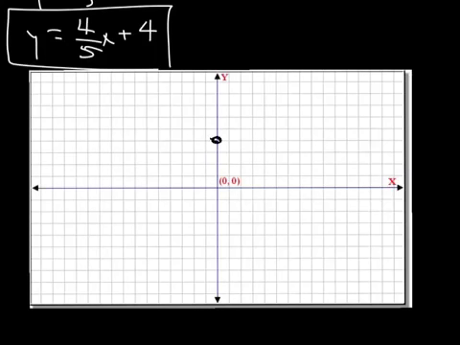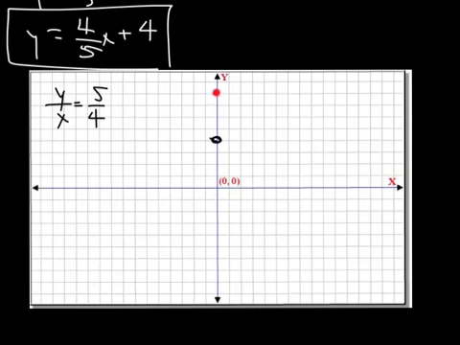So that means that my y over x is going to be 5 over 4. So that means I start at my y-intercept and I go up 5, 1, 2, 3, 4, 5, and then x says over 4, 1, 2, 3, 4. So there's the point that I'm looking for right there.